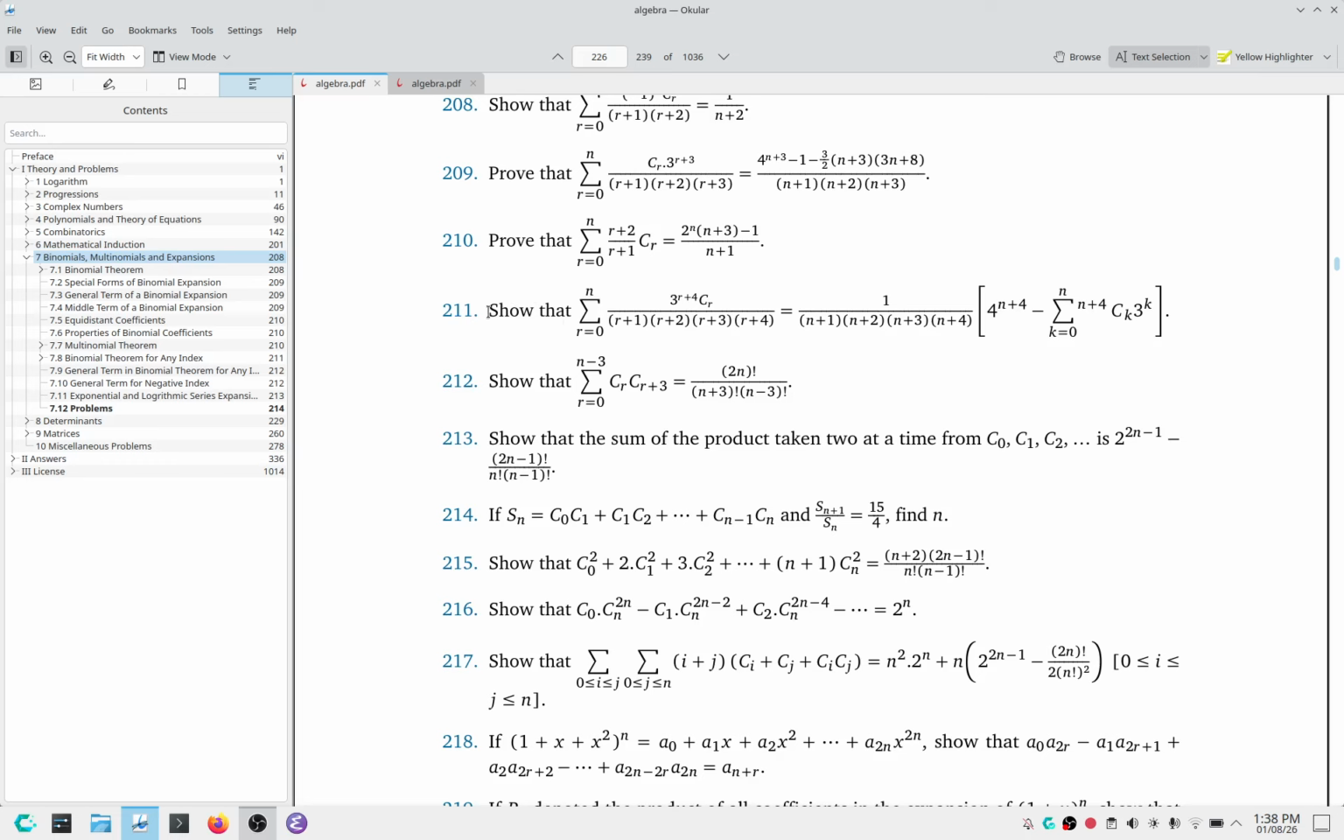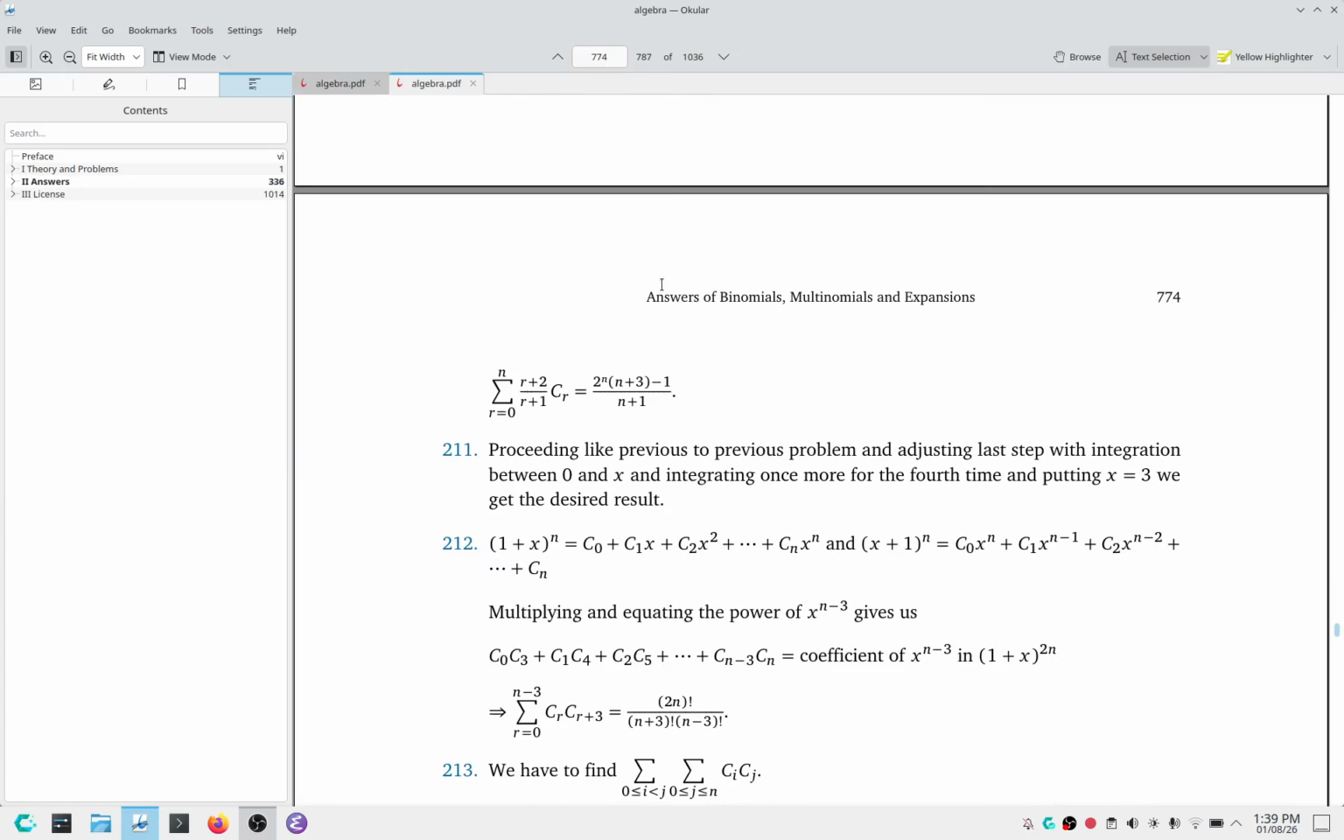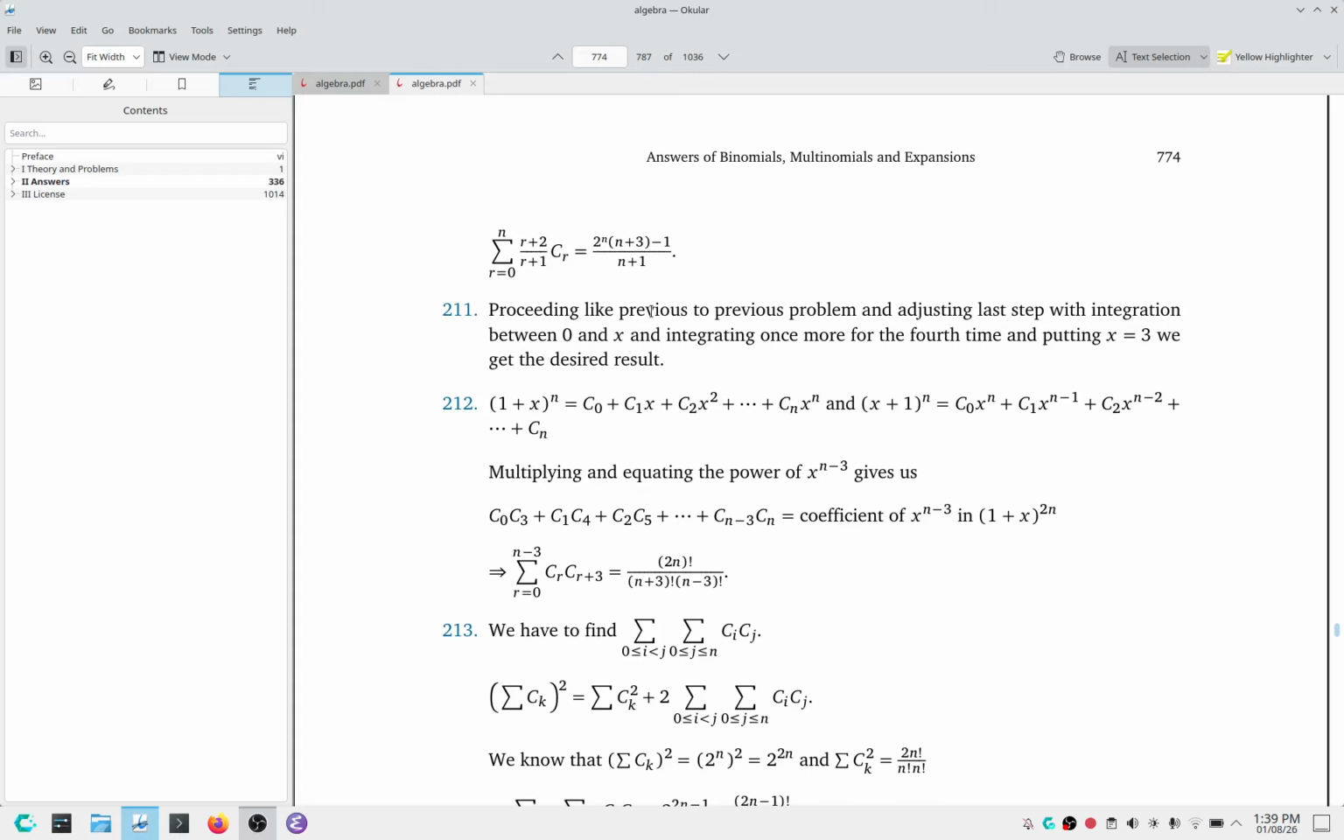So question 211. Before I read the question, look at questions 209 and 211. The difference is that the power is one more here, 3, and in the denominator we have an extra r plus 4. On the right-hand side, obviously, we have n plus 4, and the 4 is the same, and then we have sigma, it should be n plus 4 Ck, so it will be power k. Okay. So it is a similar problem compared to 209, and you proceed like the previous problem.